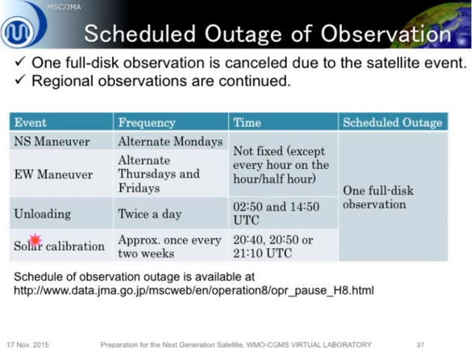Finally, solar calibration. It is solar diffuser observation for AHI visible and near-infrared band calibration. It is performed approximately once every 2 weeks instead of full disk observation. And the schedule of those observation outages is available at this link. This is a link on the MSC website.